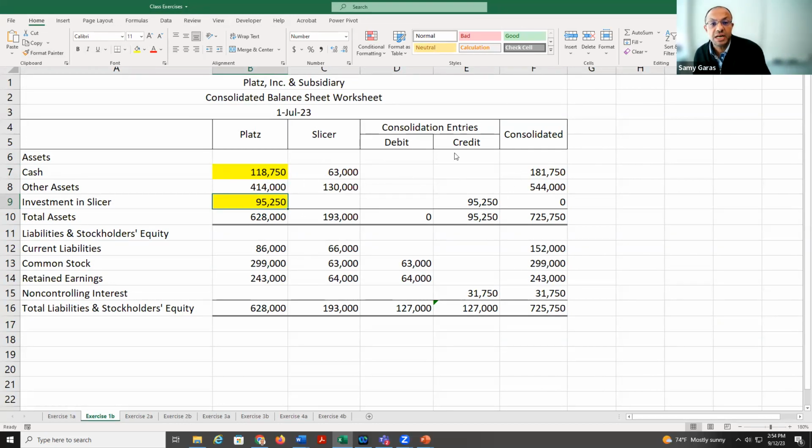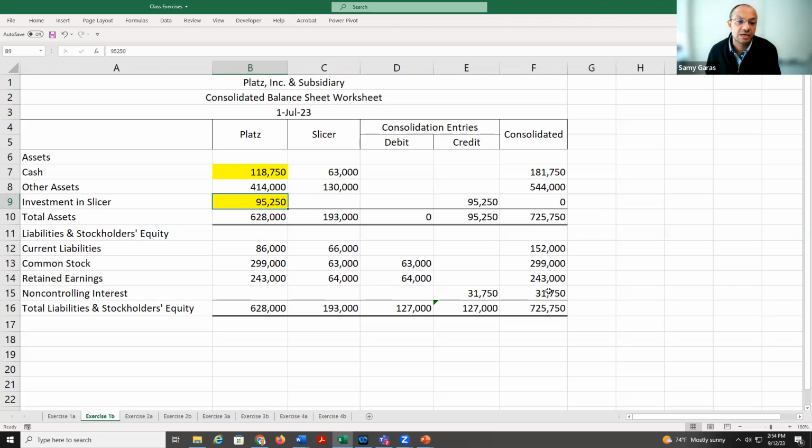We add them together. And remember the consolidation entries, they must be equal. And then you add up the accounts, you get the consolidated balance sheet. As you can see here, they are equal. And remember, the investment will end up to be 0. The equity accounts of the subsidiary will disappear. So 63 and 64, they will offset each other. So we end with the equity of the parent, and then a new account called NCI.